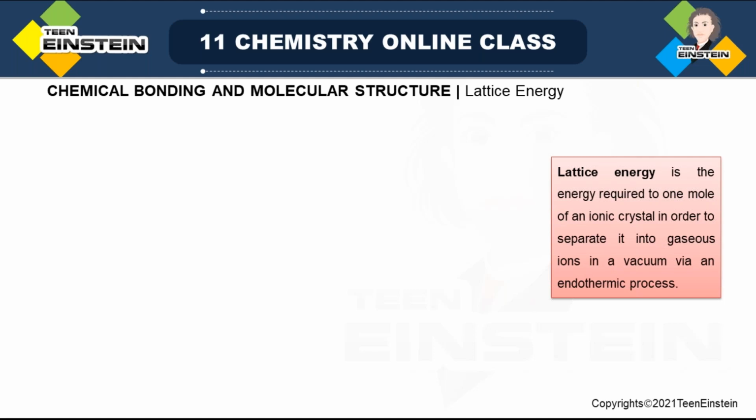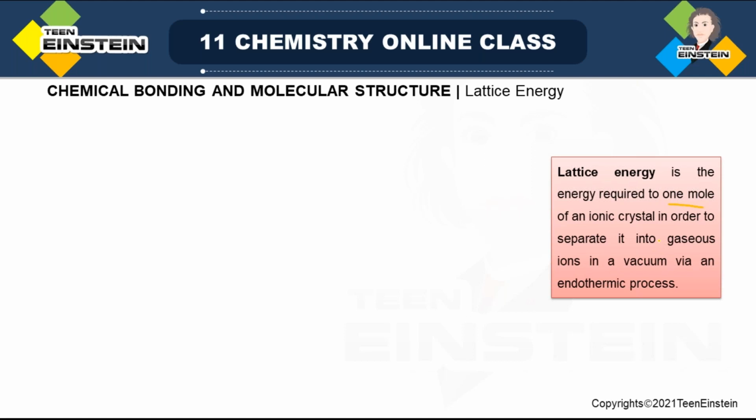As we know, ionic compounds form crystals, right? So lattice energy is the energy required to break 1 mole of an ionic crystal. Let me read it once more. It is the energy which is given to 1 mole of ionic crystal, and what is the purpose of providing this energy? In order to separate it into gaseous ions in a vacuum via an endothermic process.